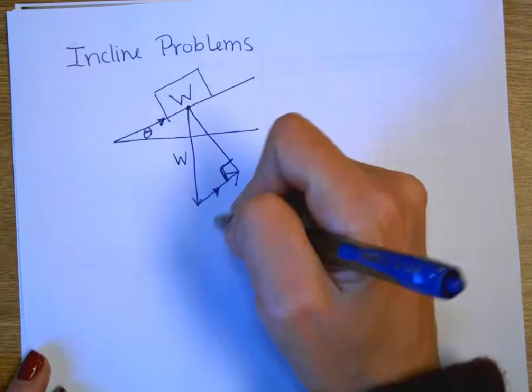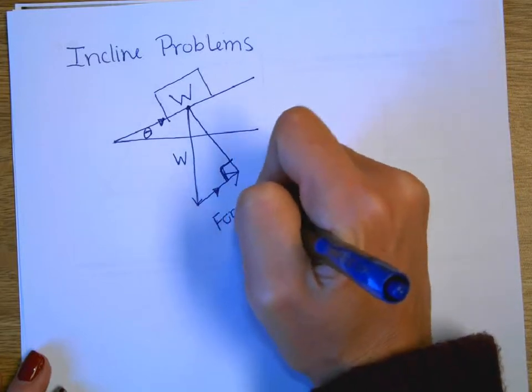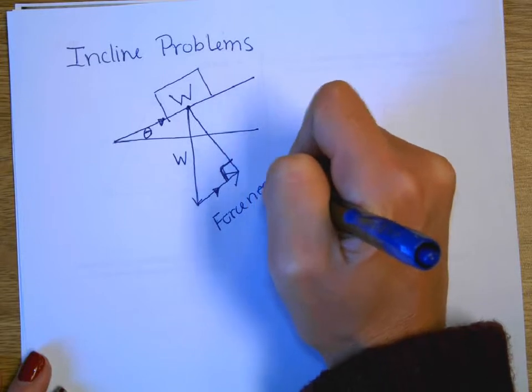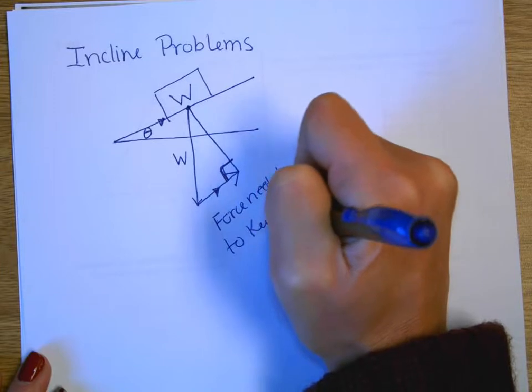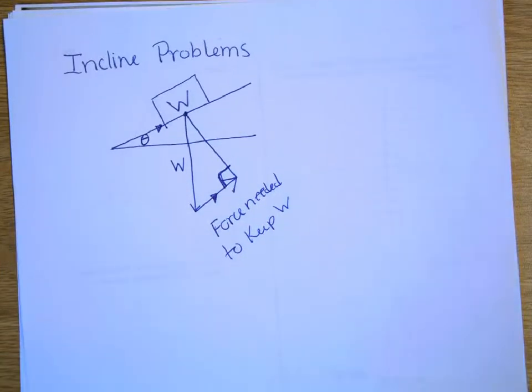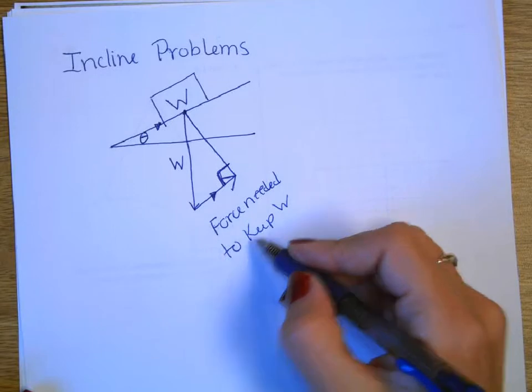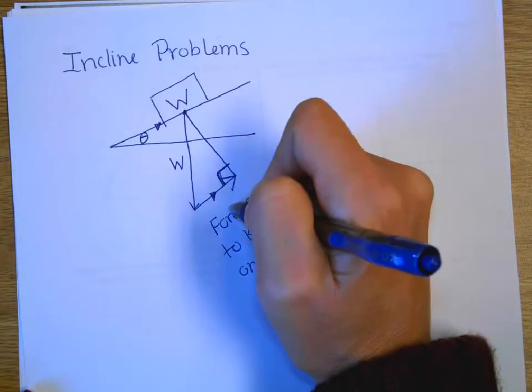And they call this vector the force needed to keep W on the hill, so that it's not going to slide backwards and it's not going to move forward. It's just the amount of force needed to hold it steady. You would have to overcome this force to actually push it up the hill. So this is the force needed to keep W on the hill. That's this one right here.